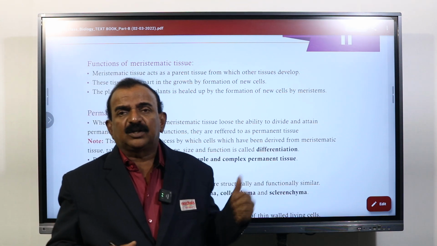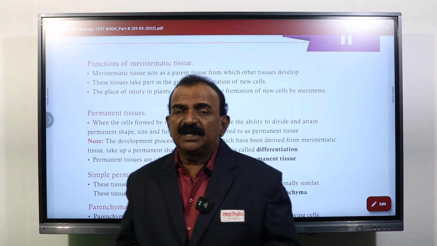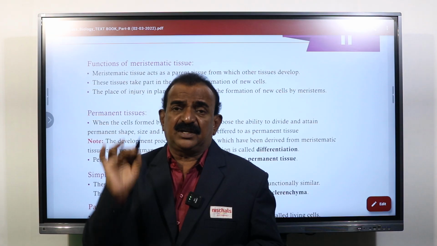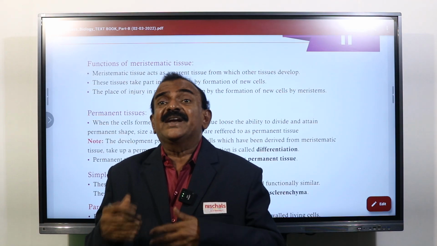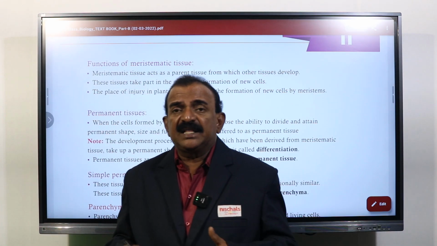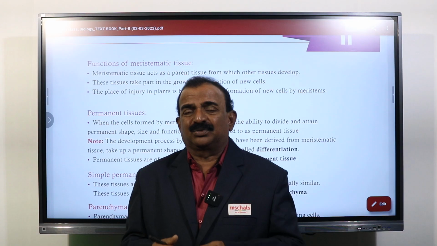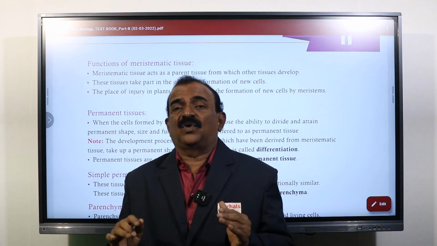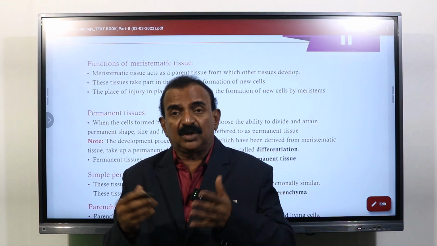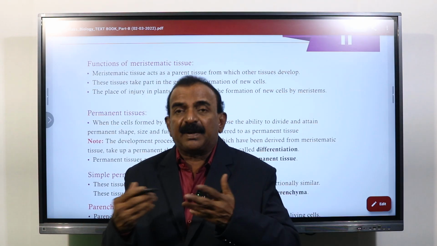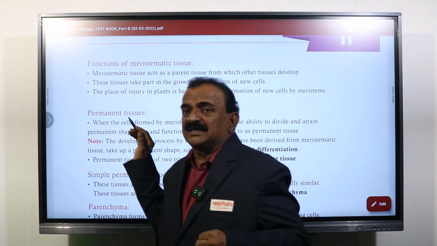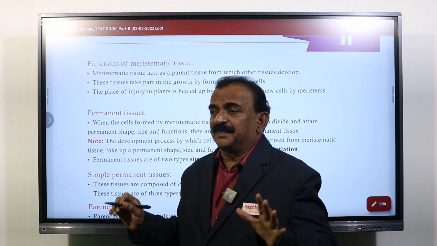Now on the interactive flat panel, you are observing the functions of meristematic tissues. I told you meristematic tissues undergo division continuously and give cells, and the cells organize together to form tissues. Once the tissues are formed, they lose the ability to divide and become permanent tissues. So here I am reading the concept.